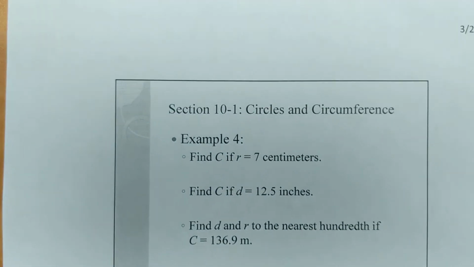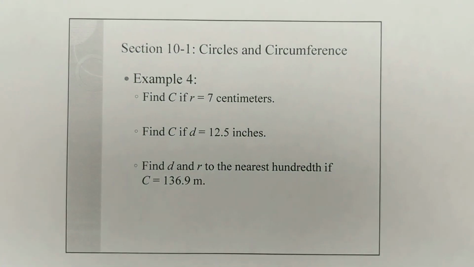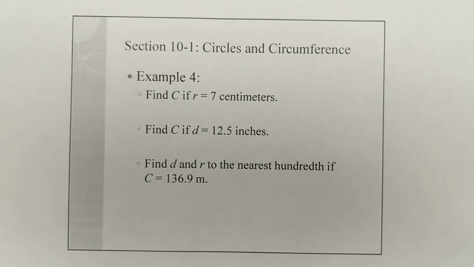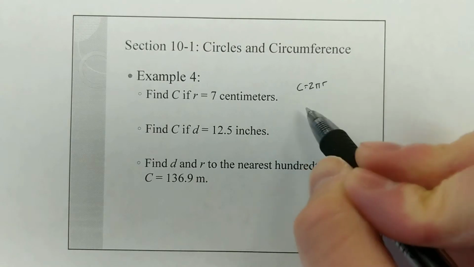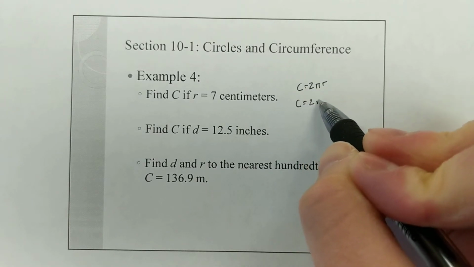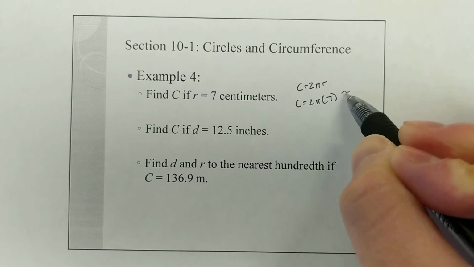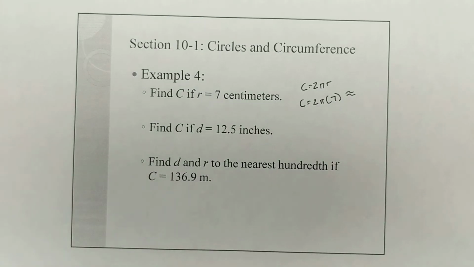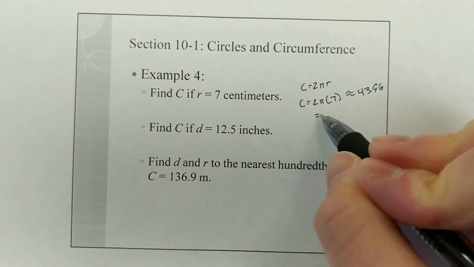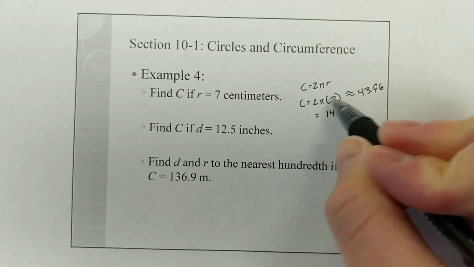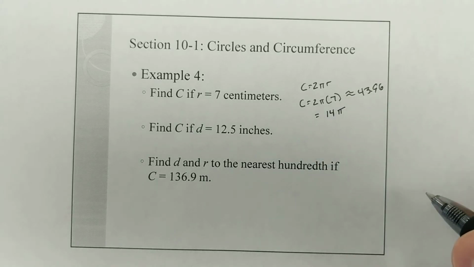And let's see here. Example 4 here, find the circumference if r is equal to 7 centimeters. So the circumference is equal to 2 times pi times the radius. So c equals 2 times pi times 7. And then let's work that out. 2 times 3.14 times 7 is 43.96. Now, another acceptable answer is also 14 pi. 2 times 7, just leave the pi as is.